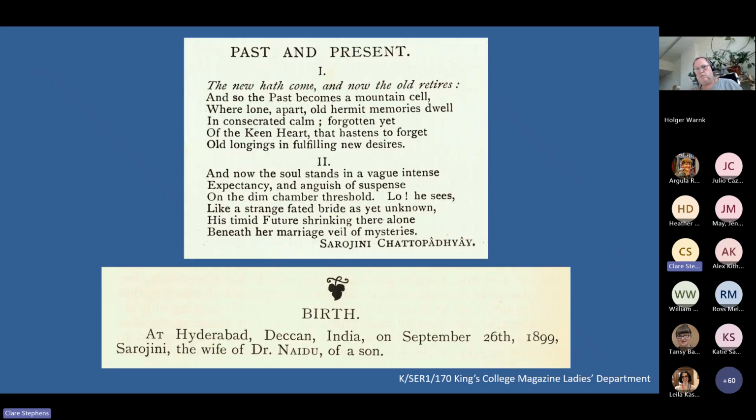The final communication she has that we have record of with King's is a birth notice of the birth of her first son in 1899. And by that stage, she's listed as Sarojini, the wife of Dr. Naidu.